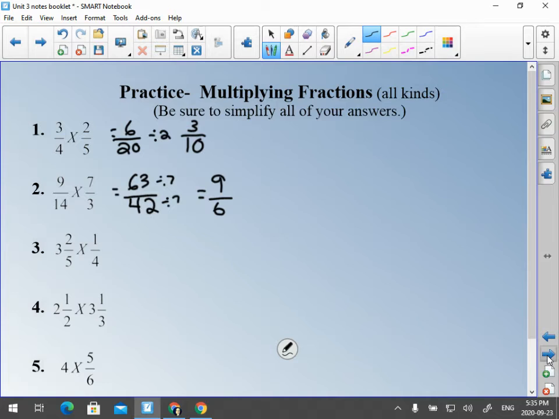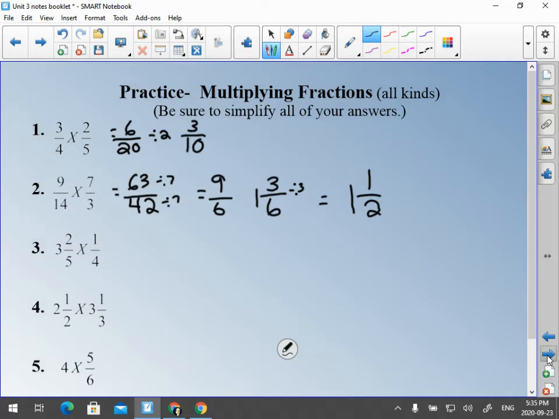Then I can say 6 goes into 9 how many times? 1 time. And I ended at 6, so to get to 9, there's 3 left out of 6. And 3 out of 6 can also be simplified again if I divide by 3, because 3 goes into both 3 and 6. That's going to give me 1 and 1 half.